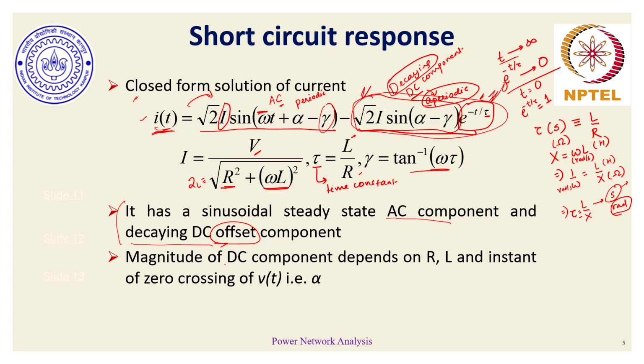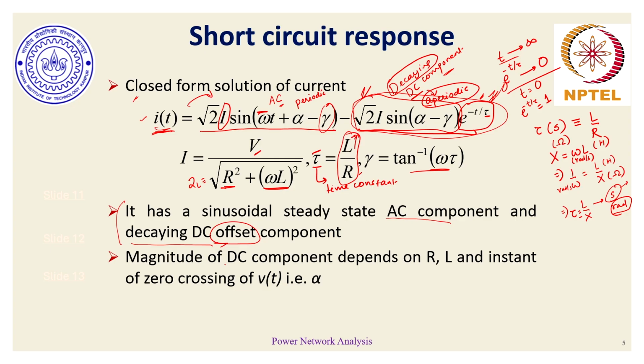The values of this decaying DC component, as well as the phase angle present in the steady state sinusoidal component, all depend on this L by R. So the higher the value of L, the higher the time constant. For more cycles, the decaying DC component won't vanish. If the inductive part is less or the resistive part is very high, the time constant tau would be lower, and in a lesser period of time the offset can go away.